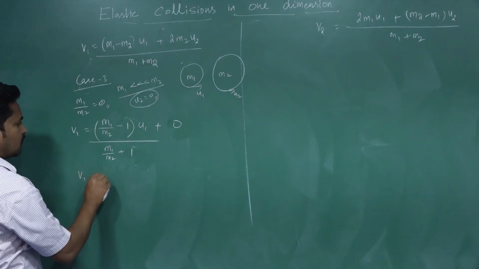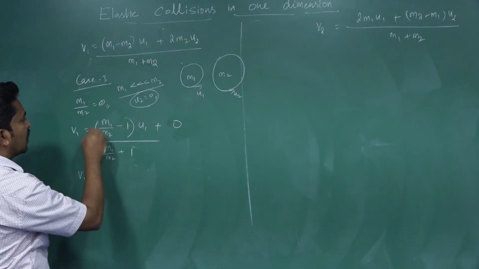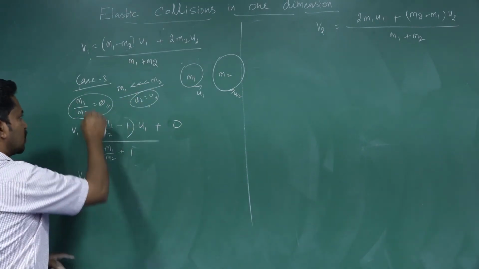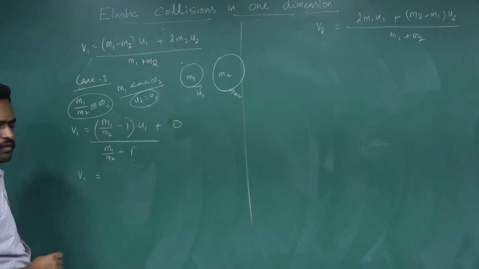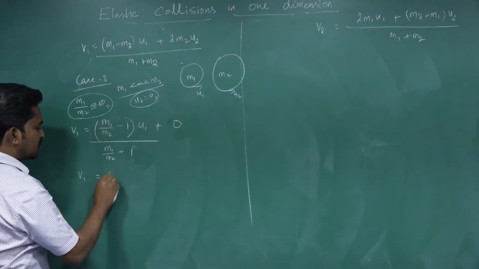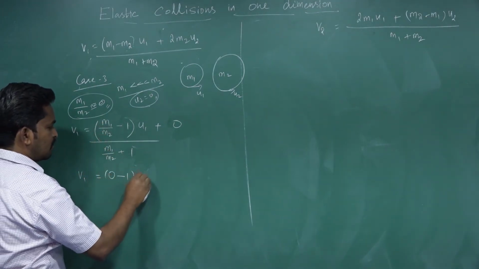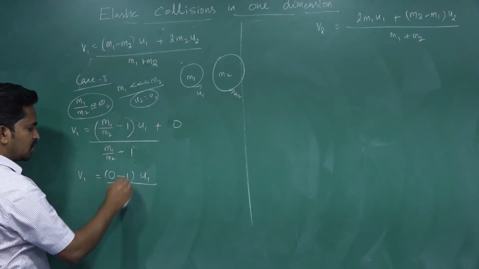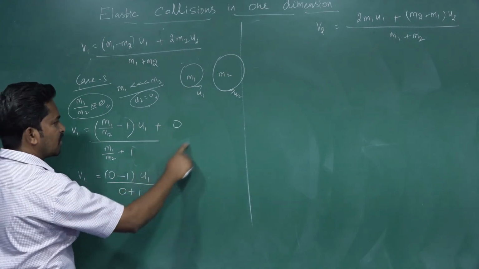So v1 is equal to m1 divided by m2, which is almost equal to 0 when m1 is very much less than m2. So the term m1 divided by m2 is 0, minus 1, times u1, whole divided by m1 by m2, which is 0, plus 1. The denominator term is overall 1.